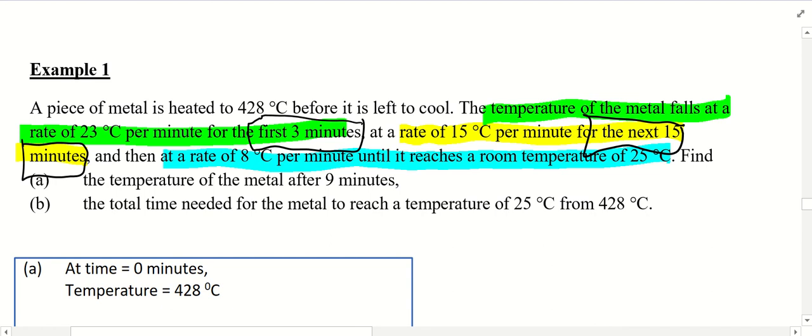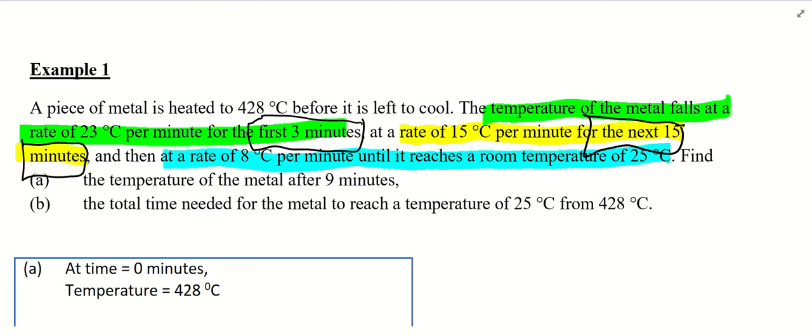That means for the first 3 minutes, the temperature is going to drop at a different rate as compared to the next 15 minutes. Which one drops at a higher rate? The first 3 minutes. Alright, because it's 23 degrees per minute, while for the next 15 minutes, after the third minute, it's going to drop slower at 15 degrees per minute.